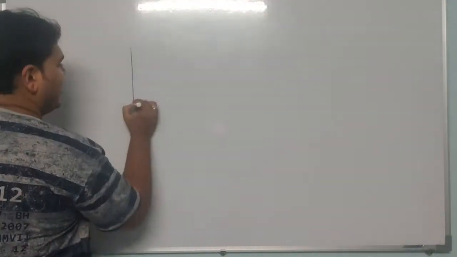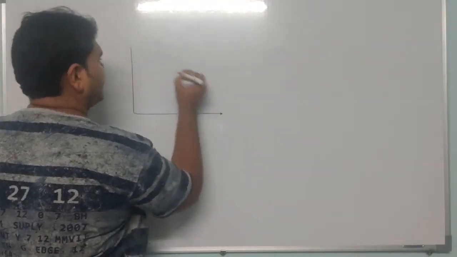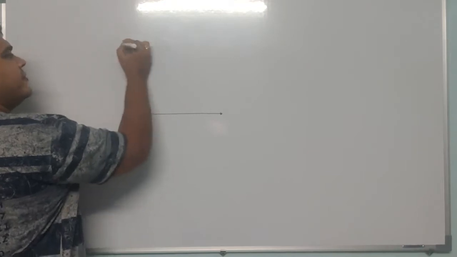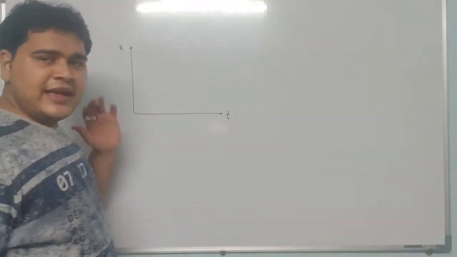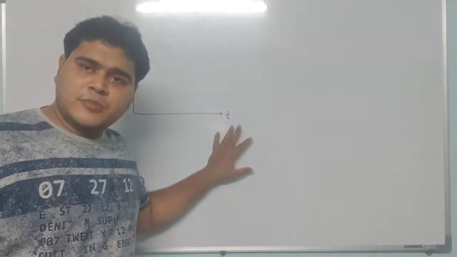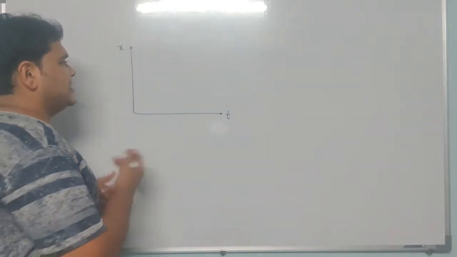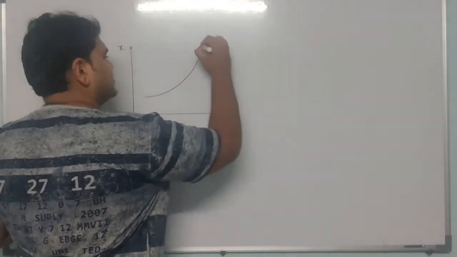So let's say I have a graph of x versus t. You can take x as, say, distance or displacement, something, and t is time. In this scenario, let's say the graph is something like this, just a curve.